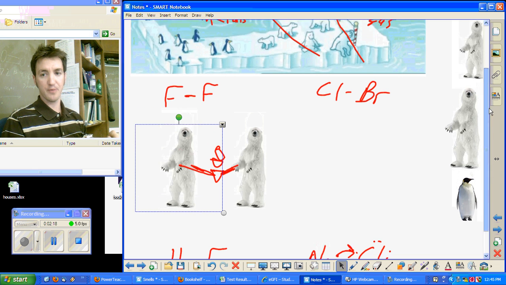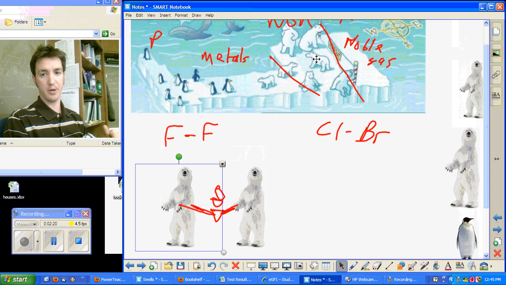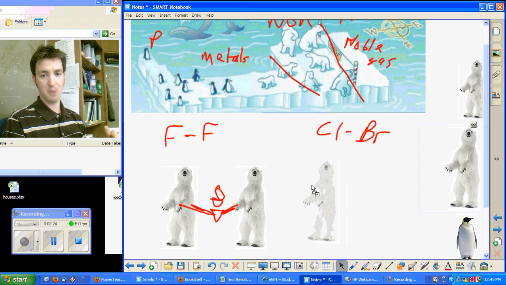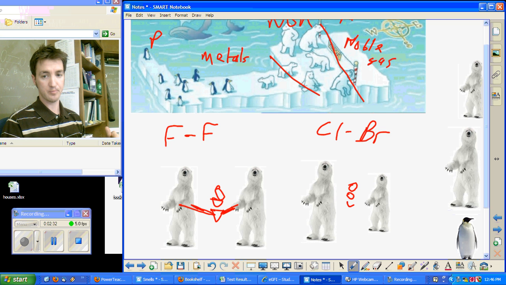We could have a different kind of pairing where we have chlorine and bromine. Now that's a bigger polar bear with a smaller polar bear, and that's going to have a little bit of difference in how those guys behave, but still each of them provided an electron. That's what the ice cream cone is, and so they're both sharing.